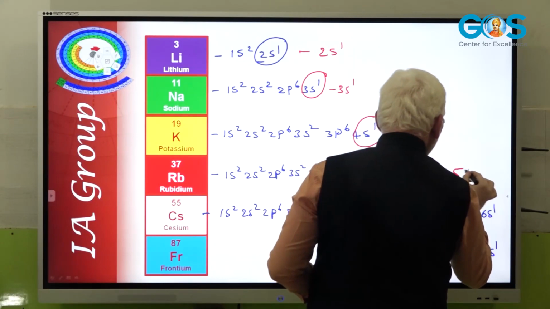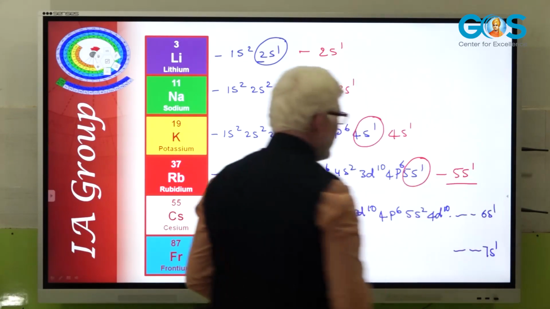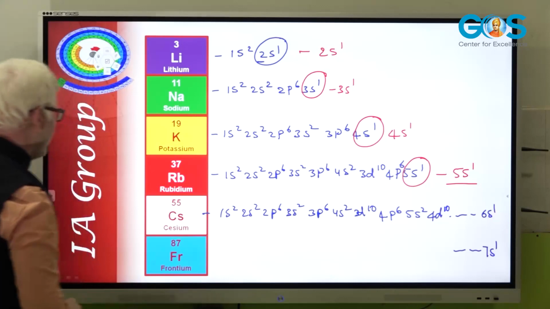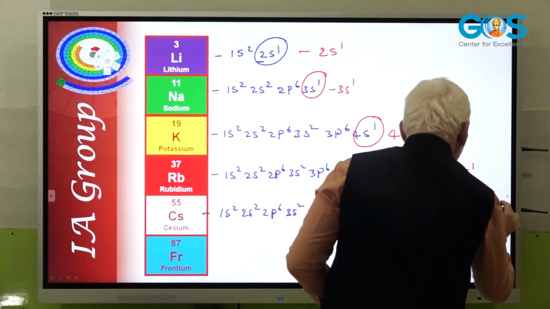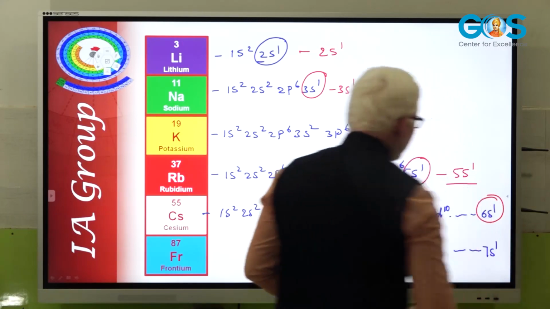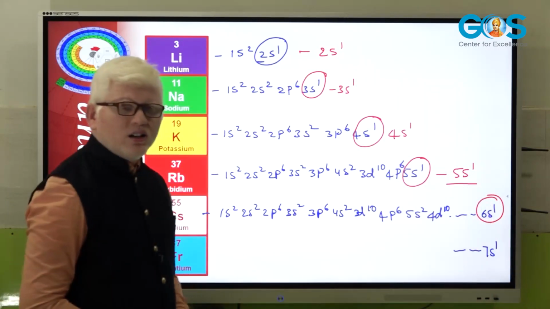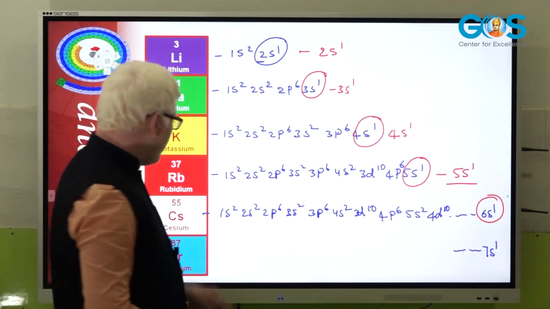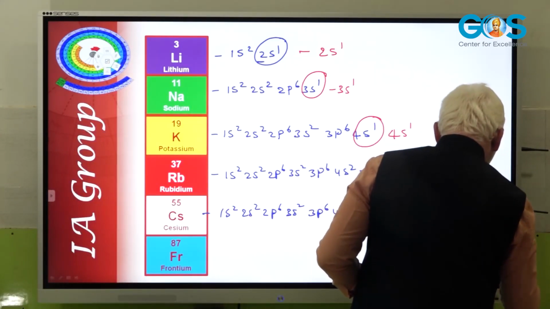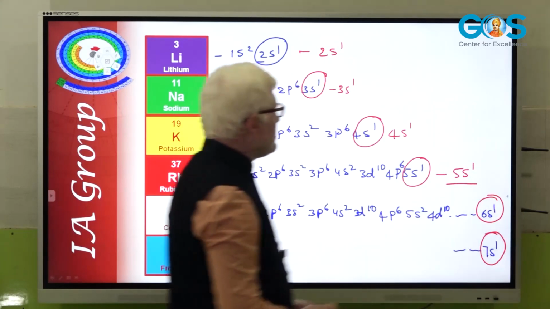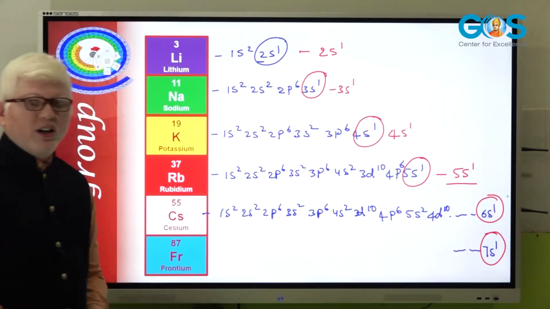So 5s1 is the valency electronic configuration of rubidium. In a similar way, for cesium, the last electron is entering into the 6s orbital, so 6s1 is the valency electronic configuration of cesium. For francium, the last electron is entering into the 7s orbital, so 7s1 is the valency electronic configuration of francium.